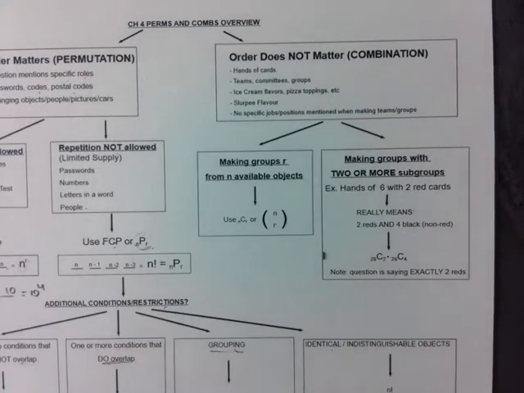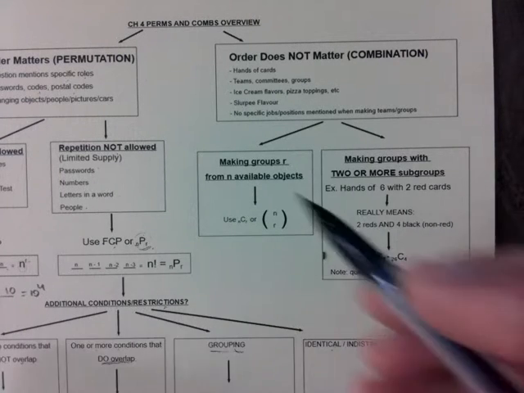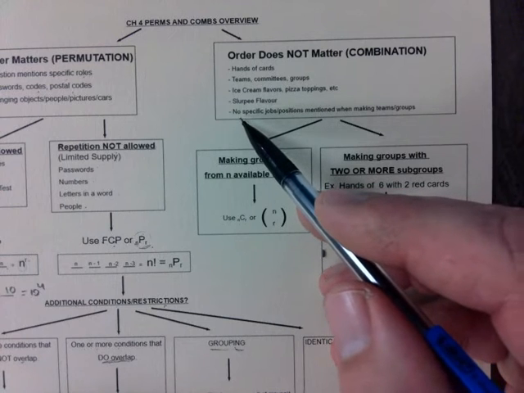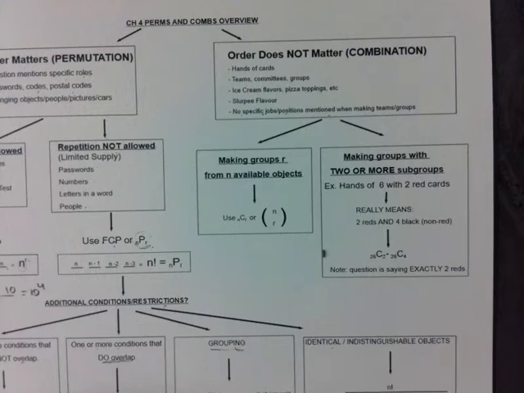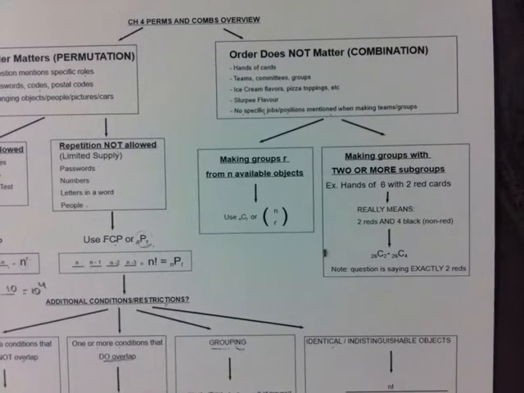Like if you make a Slurpee, Coke, Sprite, or dragon fruit, whatever, frog water. It doesn't matter, right? Like if you just mix those flavors in there, some of you will disagree, I know, but in theory, it doesn't matter. The flavors are all mixed in there, and the order doesn't matter. No specific jobs or positions are mentioned when making teams or groups.